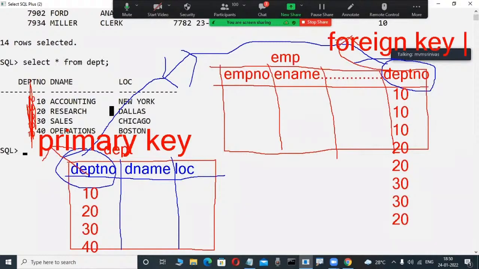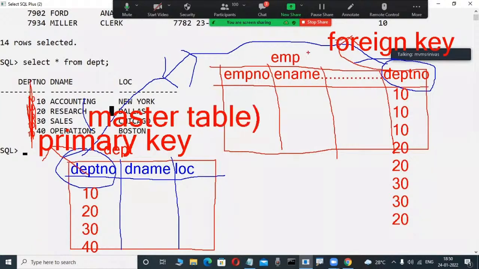Okay, fine. Whenever a table has a primary key that is related to another table's foreign key, this primary key table is also called what? Master table. Observe here, this is a master table, because the primary key is available. And the table where the foreign key is available is also called what? A child table or detail table.